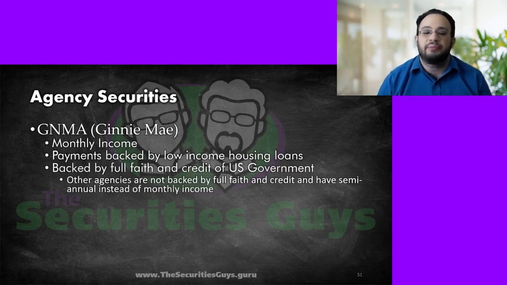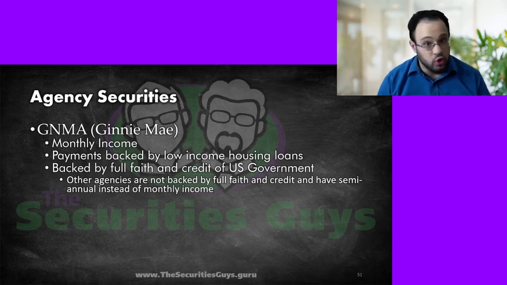But it is backed by the full faith and credit of the U.S. government. If something happens to those mortgage payments, the U.S. government says it will make those payments whole. So it's got that kind of guarantee. So these are pretty secure. They're not going to be quite as secure as treasuries, but they're pretty close. The other agencies are not backed by the full faith and credit of the United States government, and they have semi-annual, normal, regular payments. These are private corporations.